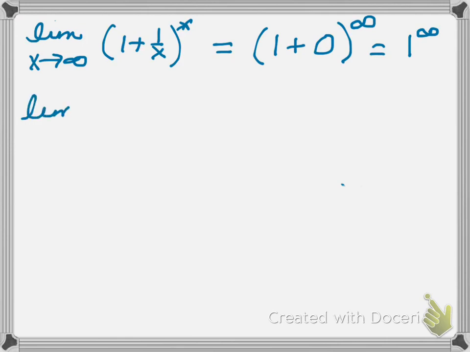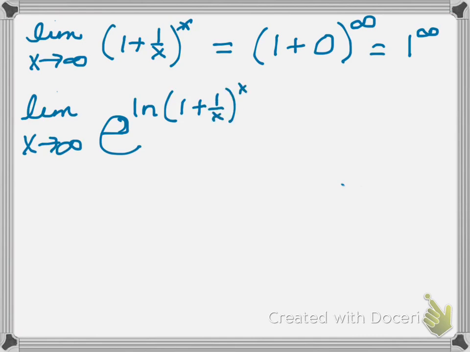So limit as x goes to infinity of e to the ln of 1 plus 1 over x to the x power. So this is equivalent to this because the e and the ln cancel out. Okay, so that is equivalent to what I have up here. Now the purpose for doing that is now I can take this x and move it out in front of the ln. So now I've got e to the x times ln of 1 plus 1 over x. Simply move that out in front.